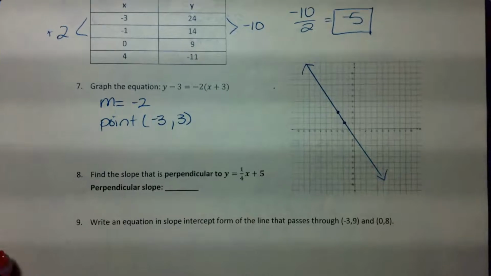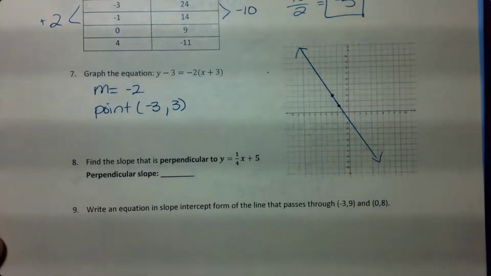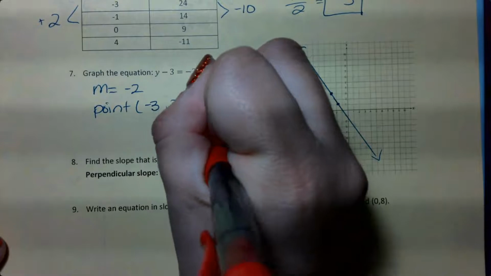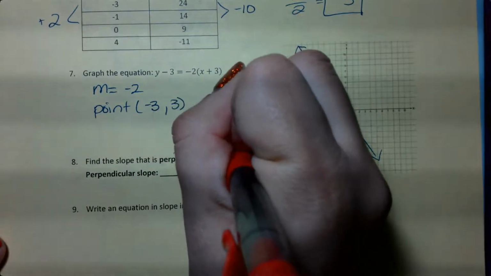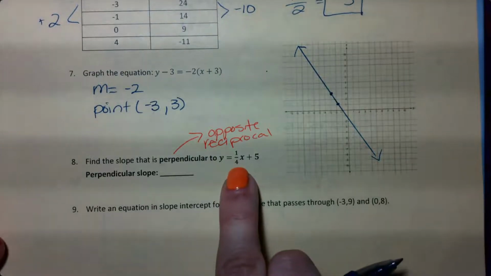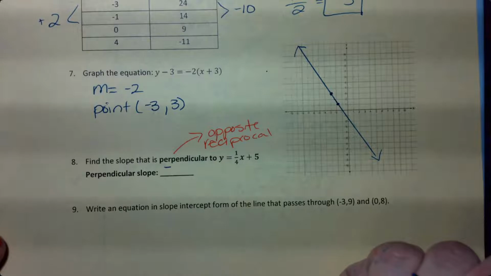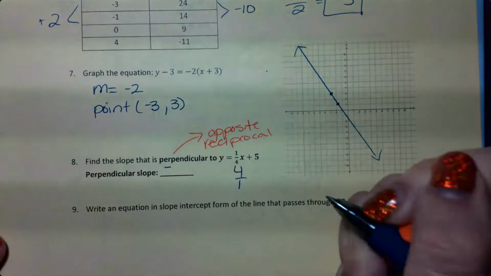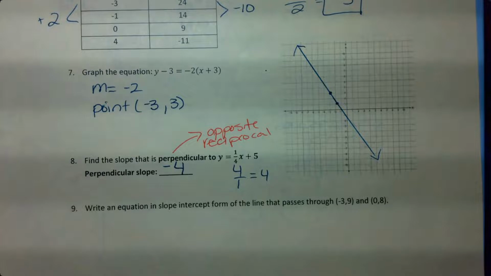On number 8, it wants me to find the slope that is perpendicular to this. Perpendicular means opposite reciprocal. So opposite reciprocal means opposite sign. So this one was positive. My perpendicular is going to be negative. And reciprocal means I flip that fraction. So 4 over 1, which simplifies to just 4. So my perpendicular slope is negative 4.